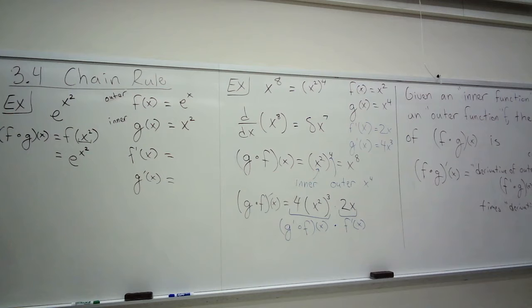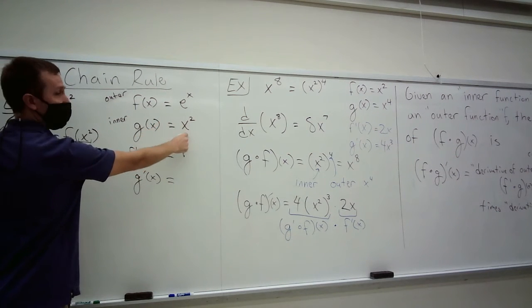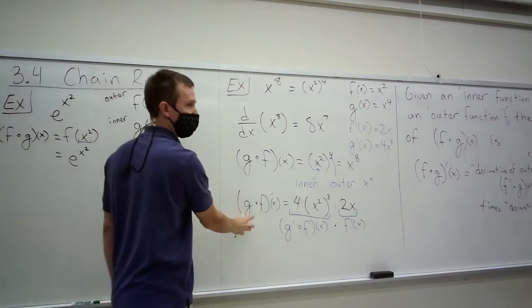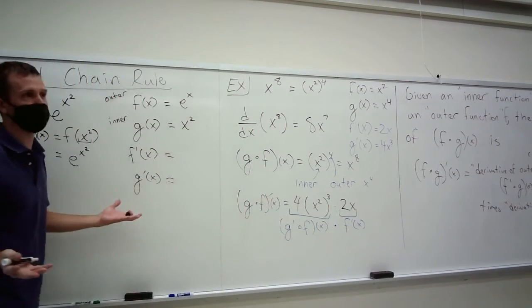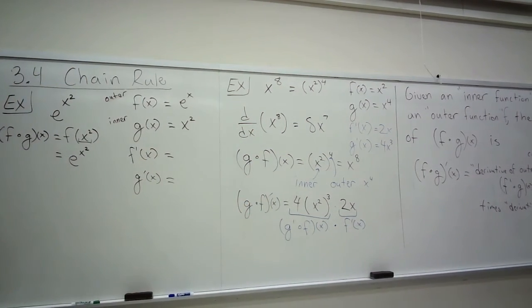Okay? Did anyone have different inner and outer functions? Because you can. Not as simple in the end, but did anyone? Flipped them? Inner and outers? You mean like this was x squared and this was e to the x? And then you wrote it like this, g of f instead. Fine. We just switched names. That's all we did.